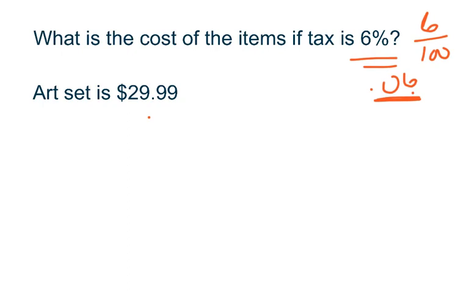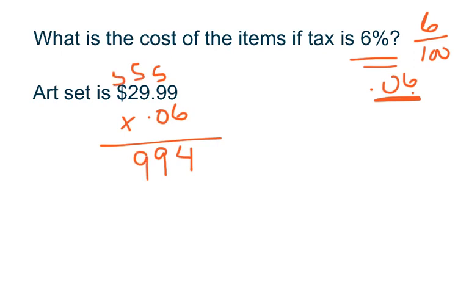And I'm going to go over here and multiply that to my $29.99. And what am I going to get? Well, here we go. 6 times 9 is 54. Carry the 5. 6 times 9 is 54 plus 5 is 59. Carry the 5 over here. 6 times 9, 54 plus 5 is 59. Carry the 5. And then 6 times 2 is 12 plus 5 is 17.